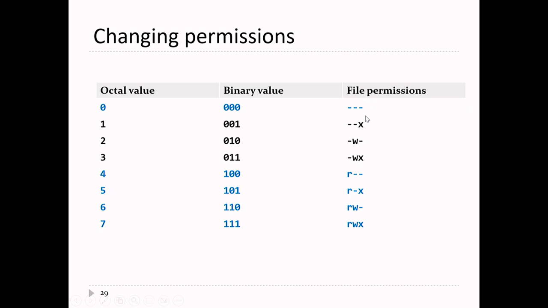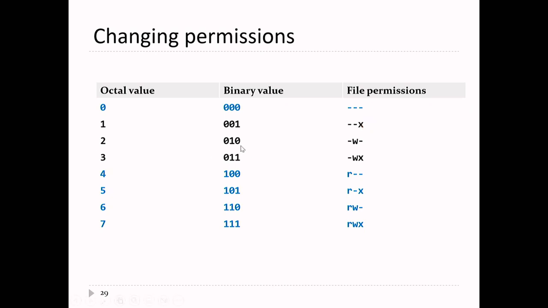So the octal value 0 corresponds to no permissions on that file, right? What about the octal value 1? Well, in binary, that's just 0, 0, 1. So the 1 indicates that the permission is on. So we're going to turn on execute permission for that file.